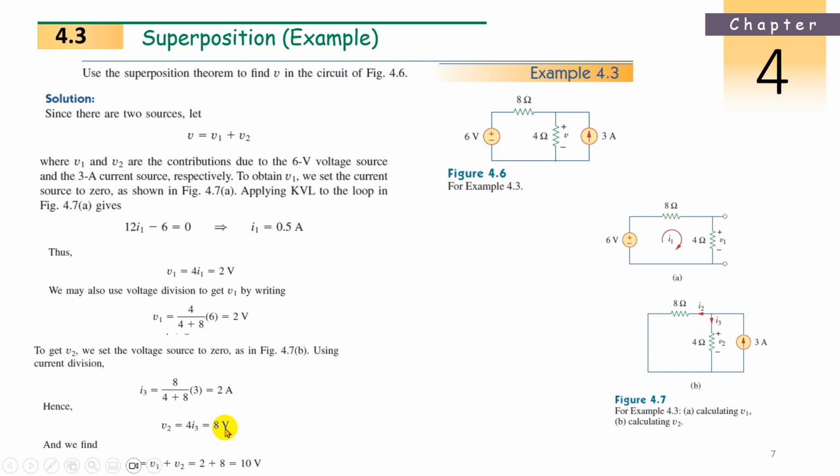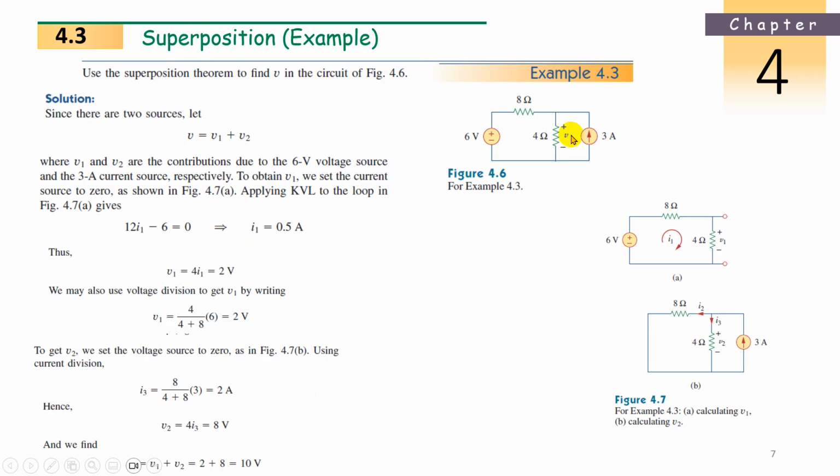V2 is 8 volts. Now final answer, V is equal to V1 plus V2. What is V1? We already got 2 volts. What is V2? 8 volts. So sum it, total voltage is 10 volts. So in this simple 3 to 4 steps, you are finishing.